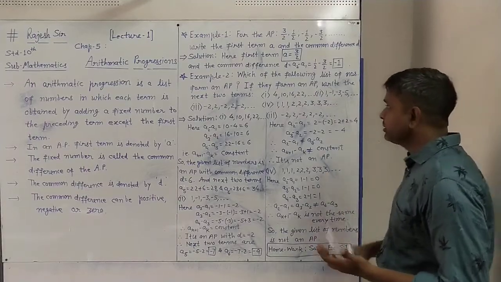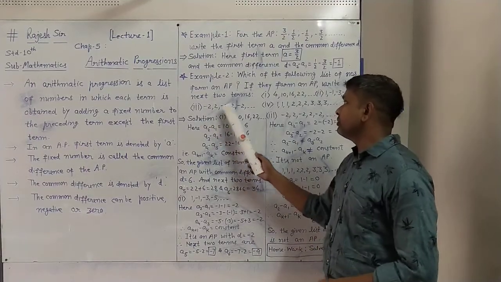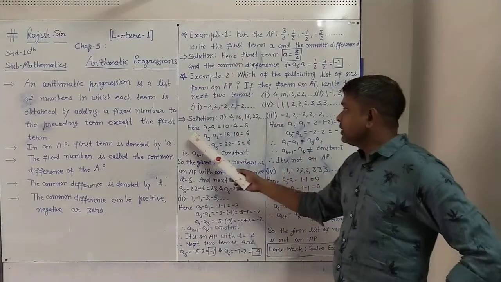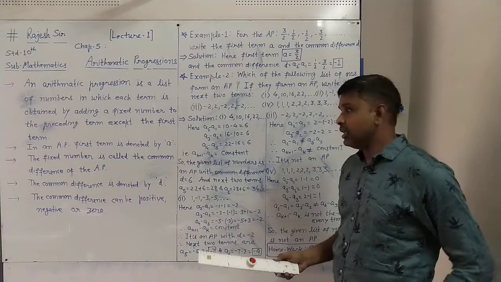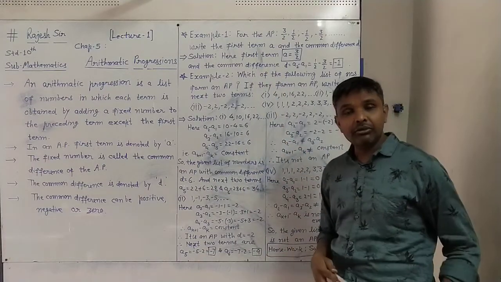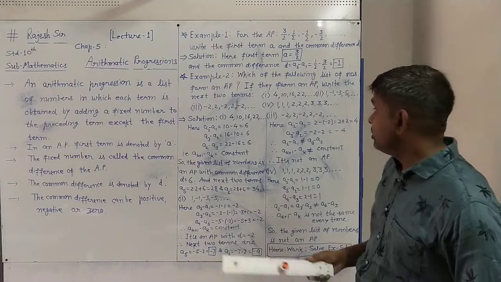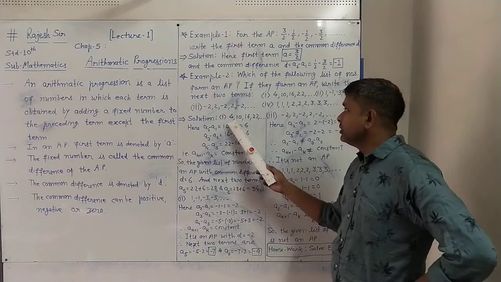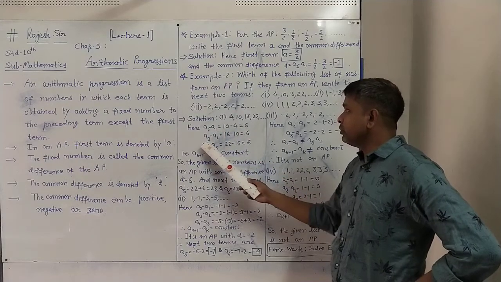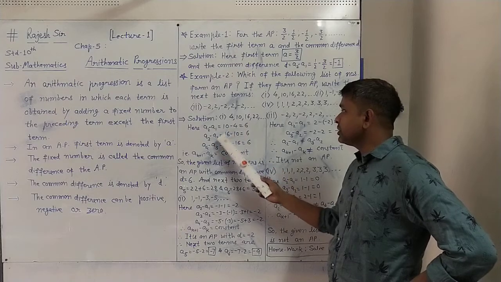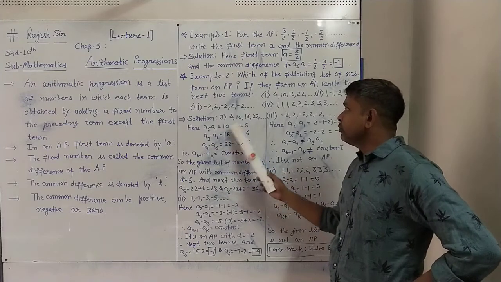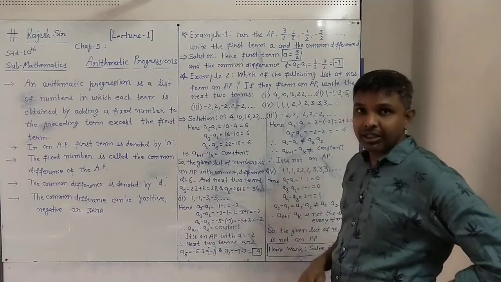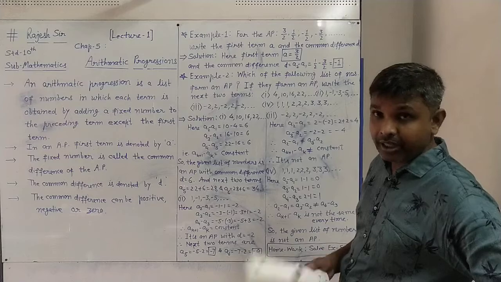How to do? Let's see. In solution number 1, the list of numbers I have considered is 4, 10, 16, 22, and so on. So here we will find the common difference. As I told you, the common difference will be the difference between any two consecutive terms. So we are finding the common difference by A2 minus A1. If we do, 10 minus 4 is 6. If we do A3 minus A2, 16 minus 10 is 6. If we do A4 minus A3, then also it is 6. So every time the common difference is constant or same.